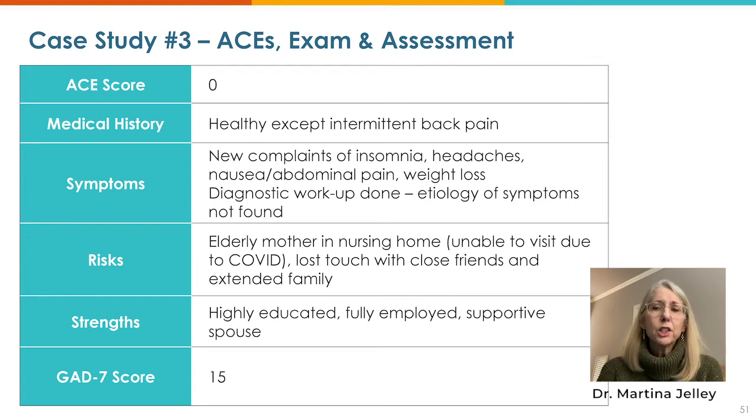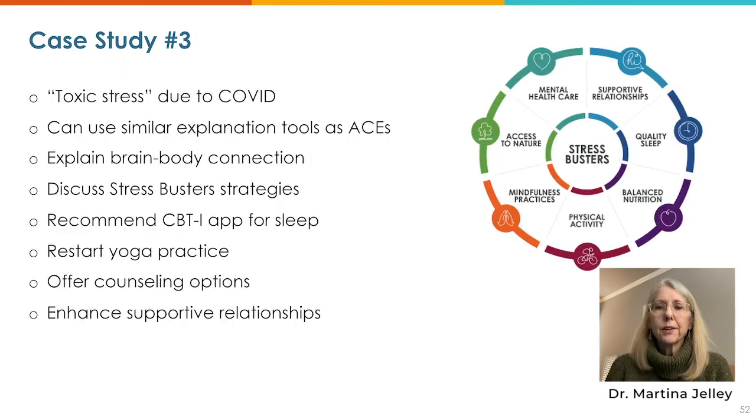And she'd lost touch with some close friends and extended family, partly because of the pandemic, but she realized that she had actually lost touch with several of them before the pandemic, just due to her busy work schedule. Her strengths were that she was well educated, she was fully employed, she has a supportive staff, but as I said before, her anxiety was really high.